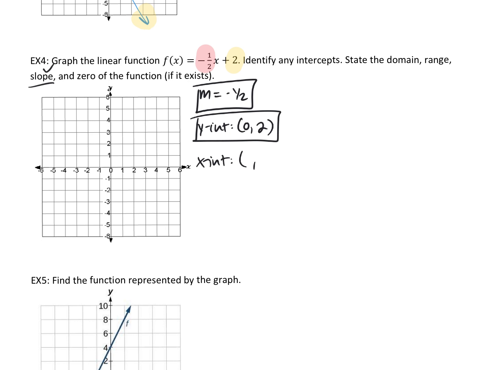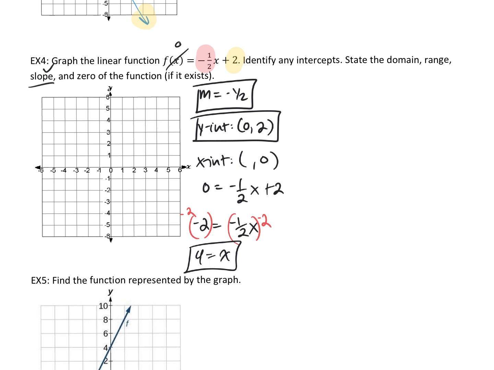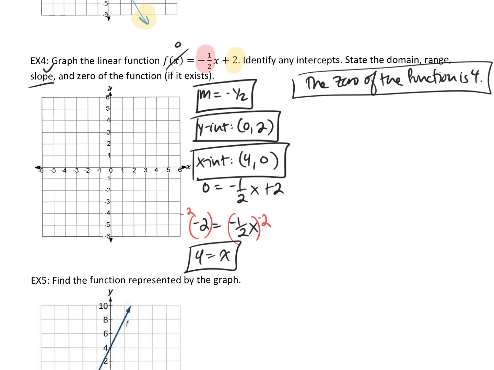Well, we set y to 0. So we have 0 equals -½ x plus 2. Solving for x, we'll move the 2 to the other side. And then to get x by itself, we'll multiply by -2. And we get 4 equals x. So my x-intercept is 4, 0, which would also be the 0 of my function. So the 0 of the function is 4. Now what else do we need to find?